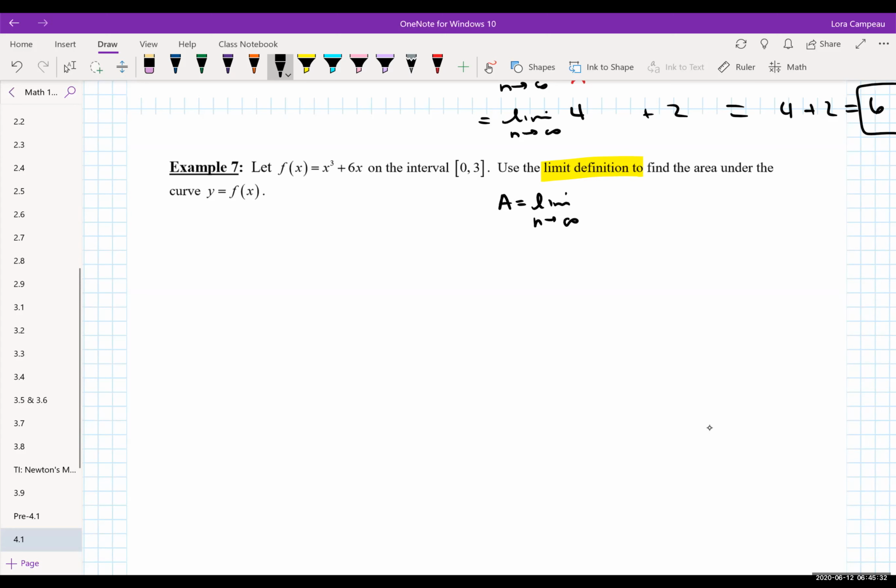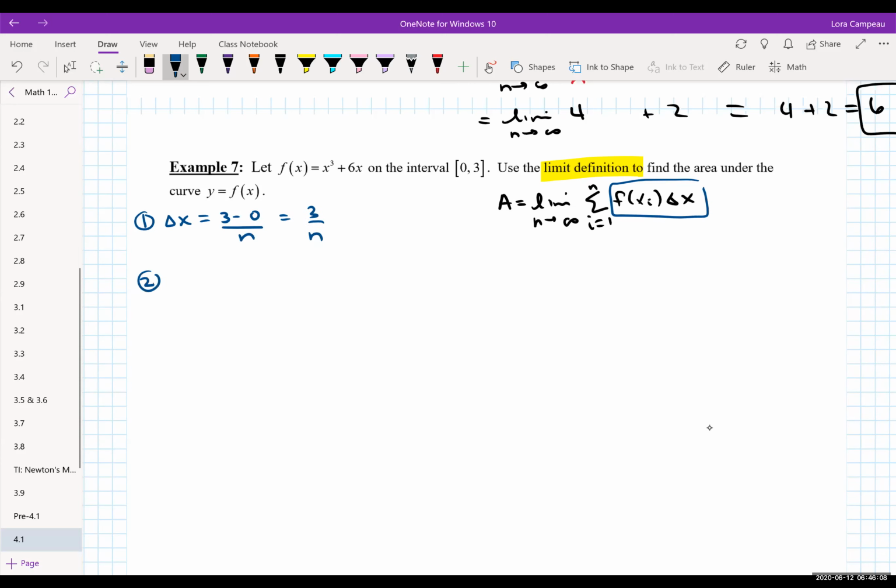So the limit as n approaches infinity of the sum from i equals 1 to n of f of x_i times delta x. The idea is that I have to get this f of x_i times delta x before I can even do any limit calculations, hence the need for preliminary steps. First step, calculate your delta x. In our case, endpoint 3 minus 0 over n, so that's 3 over n.